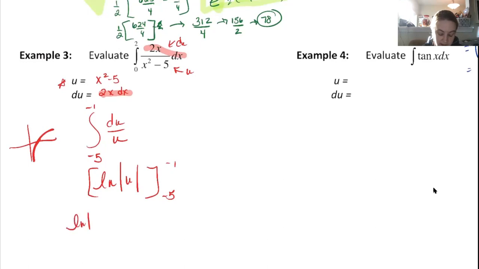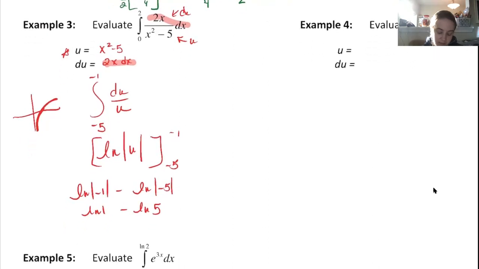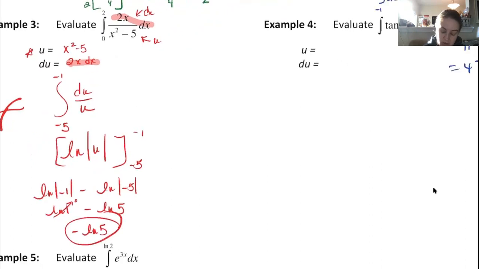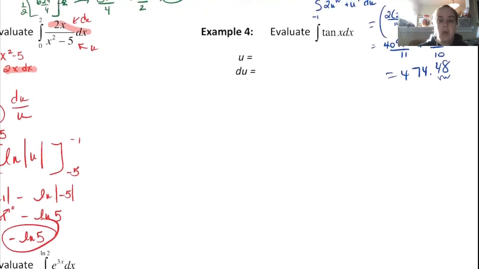So natural log absolute value of -1 minus the natural log absolute value of -5. So natural log of 1 minus the natural log of 5. But what is the natural log of 1? If you're feeling a little bit rusty from pre-calculus last year, that's a 0. So negative natural log of 5 is the answer. Good. I've got 2 more examples to go over with you.